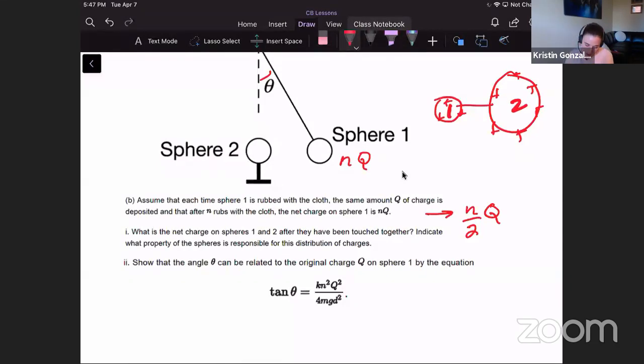Okay, so what property is responsible for that? Usually you can talk about the surface area. Since they have the same amount of surface area, those charges are going to spread out evenly and each have the same amount of charge.